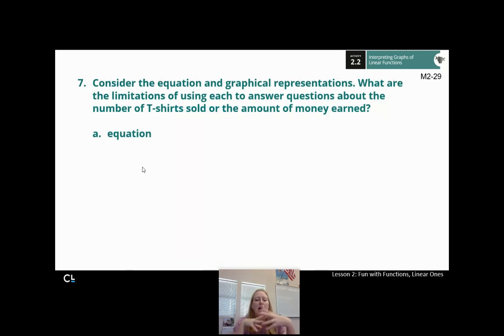So our last little question here, I'd like you to consider A, the equation, and B, the graphical way that we solved it. What are the limitations to using each one to answer questions about the number of t-shirts sold or the amount of money earned? So we got the same answer both ways, but why were there problems with doing it by solving the equation, part A, and why might it be difficult to do it by graphing it, part B? Go ahead and hit pause, jot down your thoughts on these for A and B, and then hit play when you're ready to check your work.